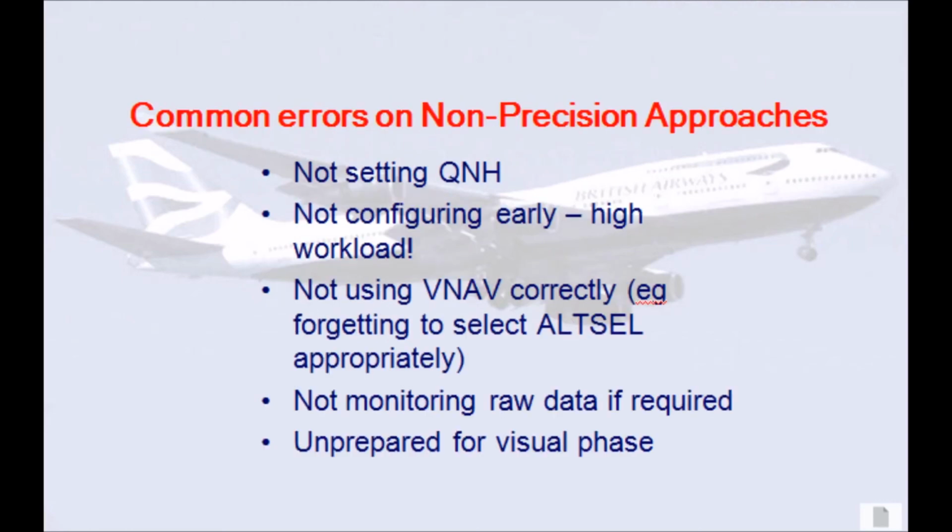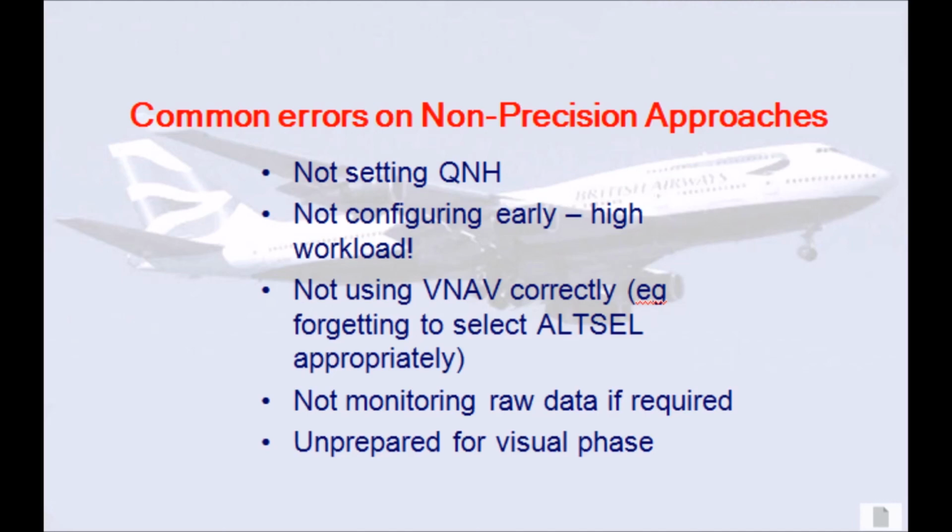Common errors then. Not setting the QNH. That's a killer if you don't get it right. Make things easy for yourself. Configure early. Not setting VNAV correctly, and I will guarantee at some stage you will forget to select the altitude select appropriately. First of all down to your MDA and then back up to your go-around altitude.